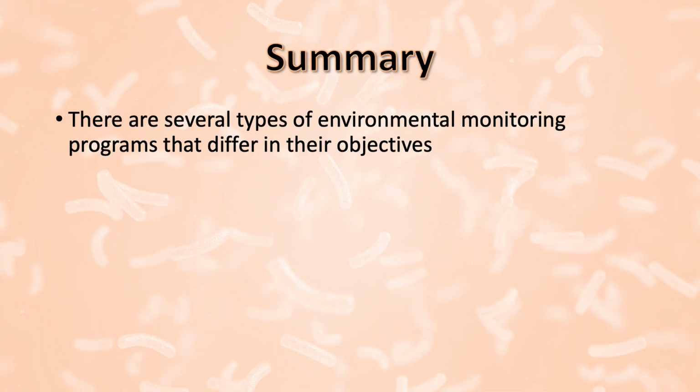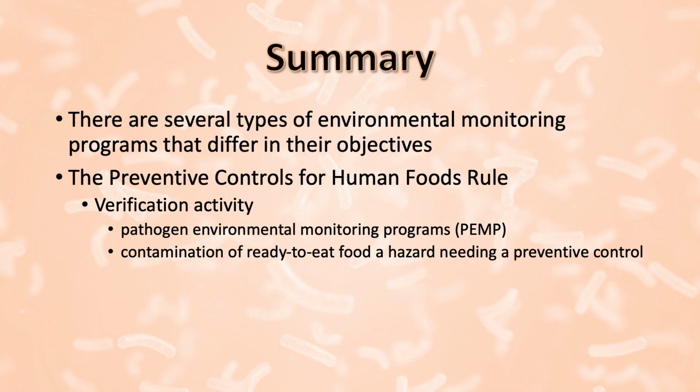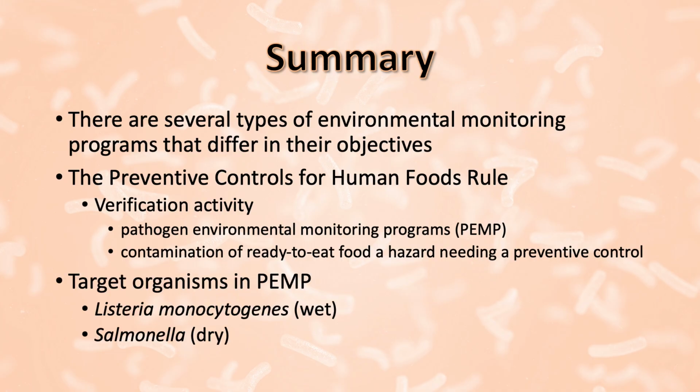In summary, there are several types of environmental monitoring programs, and the structure and outcomes or objectives of each will differ. The Preventive Controls for Human Food rule requires as a verification activity that pathogen environmental monitoring programs are established when the hazard analysis determines that contamination of ready-to-eat foods with an environmental pathogen is a hazard that needs a preventive control. Listeria monocytogenes and Salmonella are target pathogens for PEM programs in wet and dry facilities.